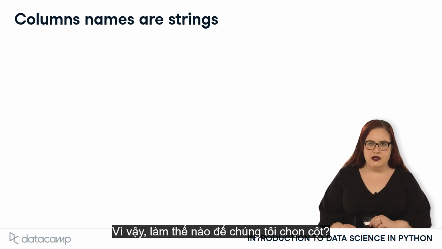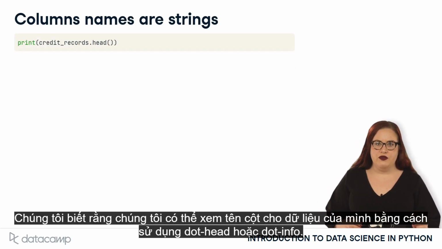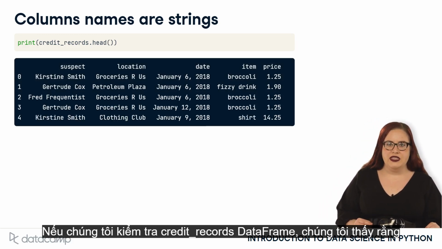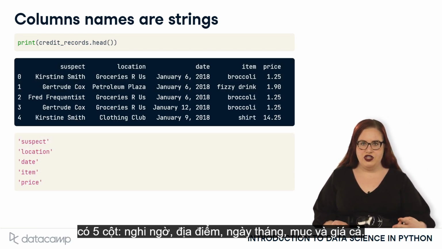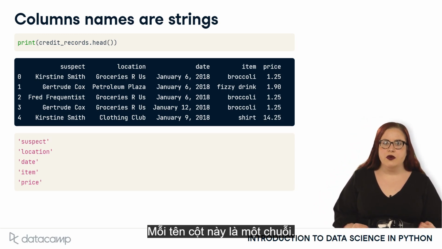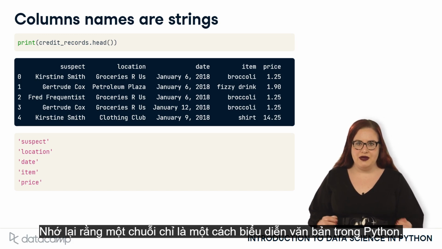So how do we select columns? We know that we can view the column names for our data frame using either head or info. If we examine the credit records data frame, we see that there are 5 columns: suspect, location, date, item, and price. Each of these column names is a string. Recall that a string is just a way of representing text in Python.